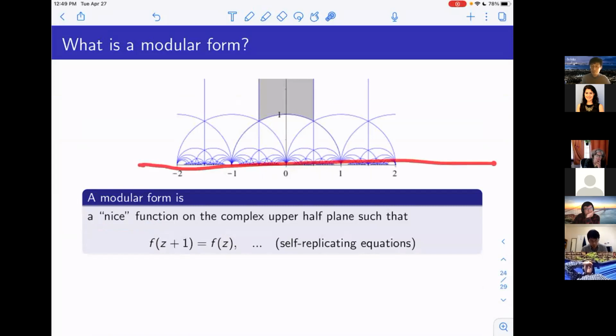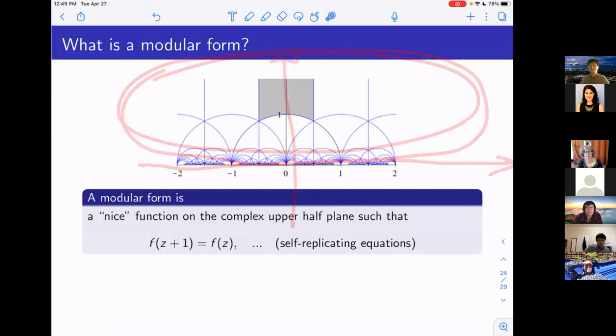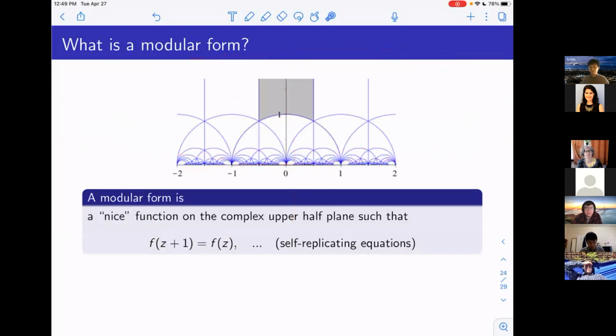So the domain of this function is, I mean, this is the complex plane. You just imagine that. And then it's defined only above the real axis. So that's the upper half plane. And it satisfies some nice equations, like it's translation invariant or periodic. And also there are some other properties.